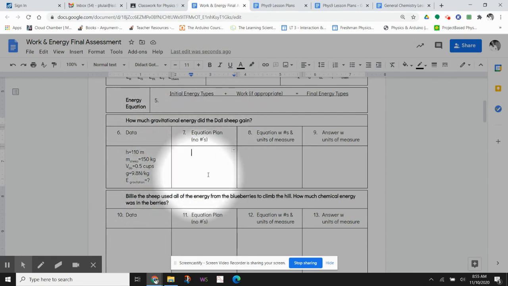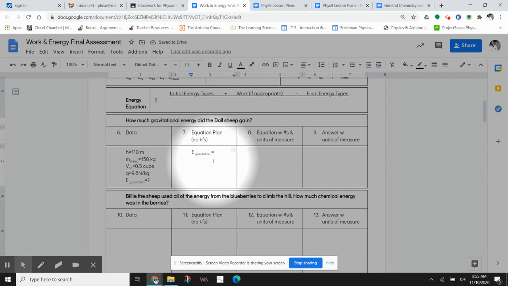The equation plan, no numbers. This is just trying to make sure that we don't think of this purely as a number of things flipping back and forth. The equation plan, I'm going to say E gravitational equals, and then this again is where we write out or include the equation that will be useful for what we're doing here.